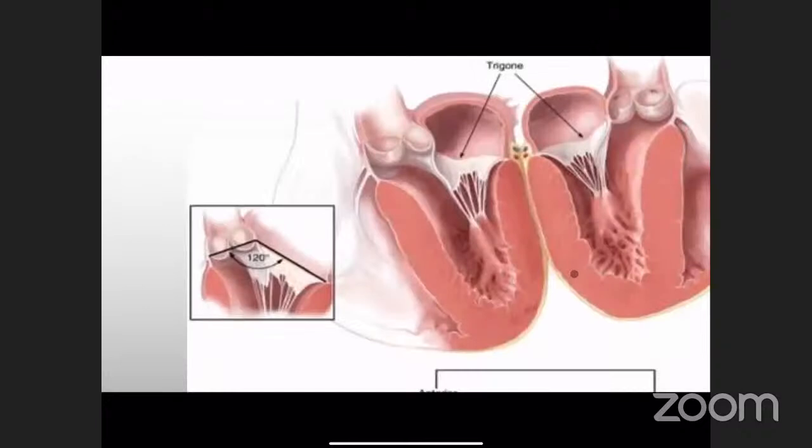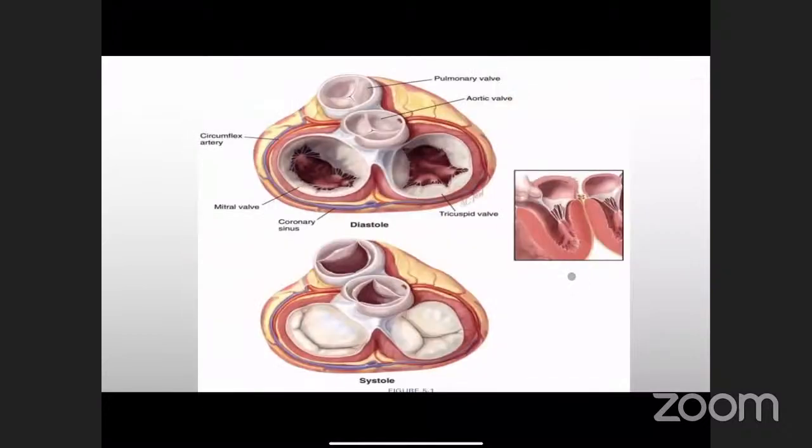As we see here, the heart is open, and we see the trigone. We see the left coronary cusp attached to the fibrous tissues of the mitral leaflets, which is called the trigone. Here's the upper view of the four valves of the heart. During diastole, there is closure of the pulmonary valve and aortic valve and opening of the mitral and tricuspid valves. And during systole, there's closure of the tricuspid and mitral valves and opening of the aortic and pulmonary valves.